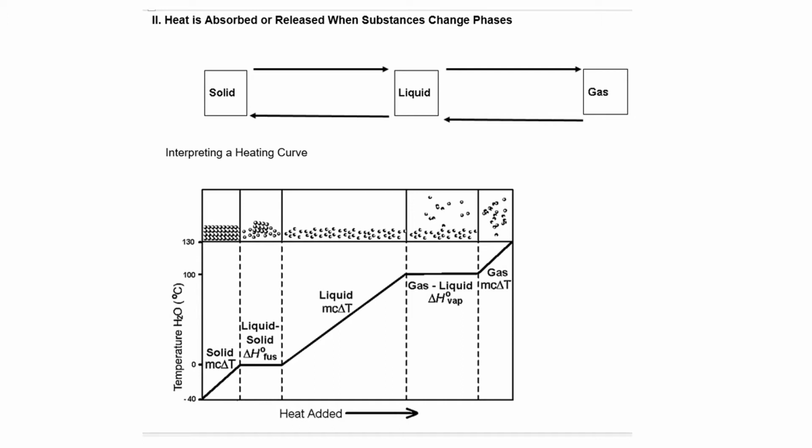So heating and cooling curves show the energy changes that occur as a substance goes from a solid to a gas as temperatures change. So you probably remember from solid to liquid, the phase change of fusion or melting occurs. From liquid to gas, the phase change of vaporization or boiling occurs.